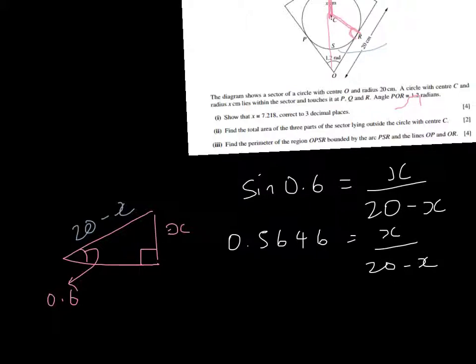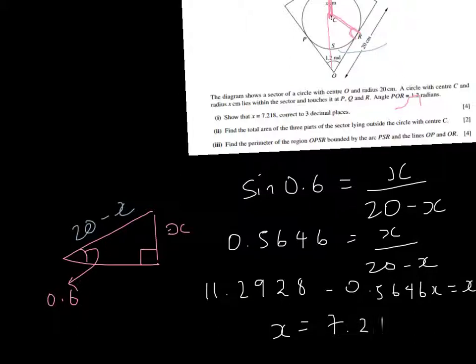If I multiply both sides by 20 minus x, I'm going to get 11.2928 minus 0.5646x equals x. And then if I collect like terms and divide through, I'm going to end up with the answer, which is 7.218.